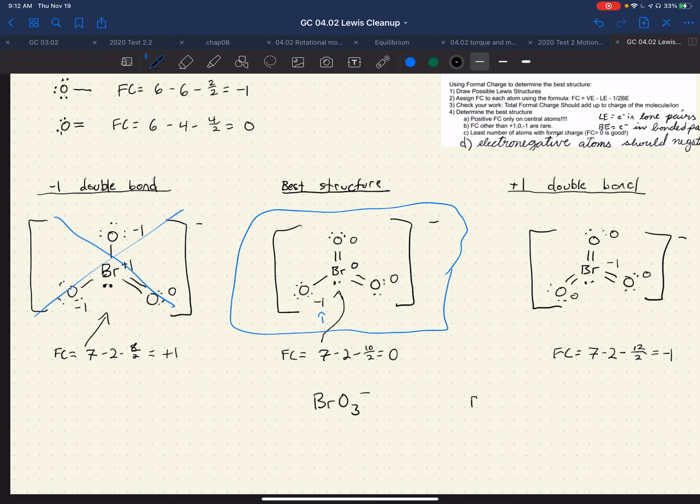So if, for example, I think of something like SO3 2 minus, this means that I have 2 single bonds, and that means 1 double bond. So my best structure for this is 1 double bond with 2 single bonds, okay? And then I can fill in the rest from there. But it is very important that you pick the best structure. And that's really it for this video and for formal charge.